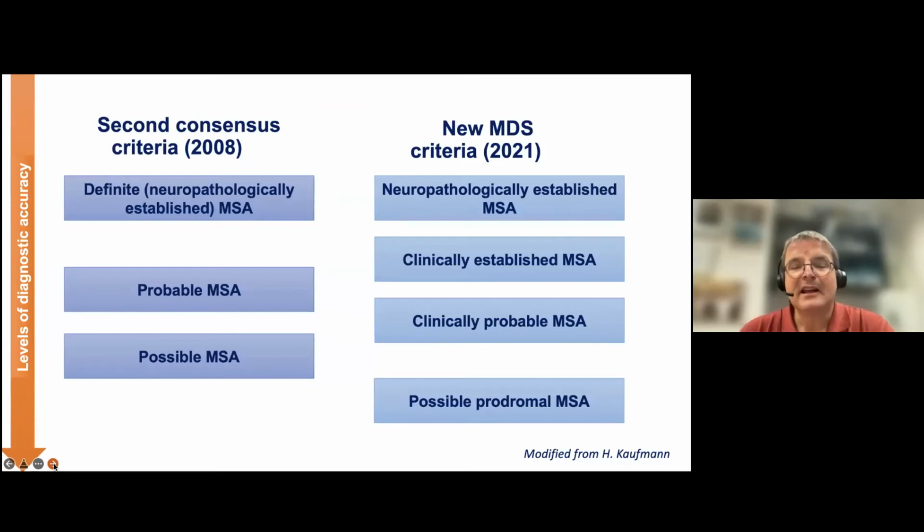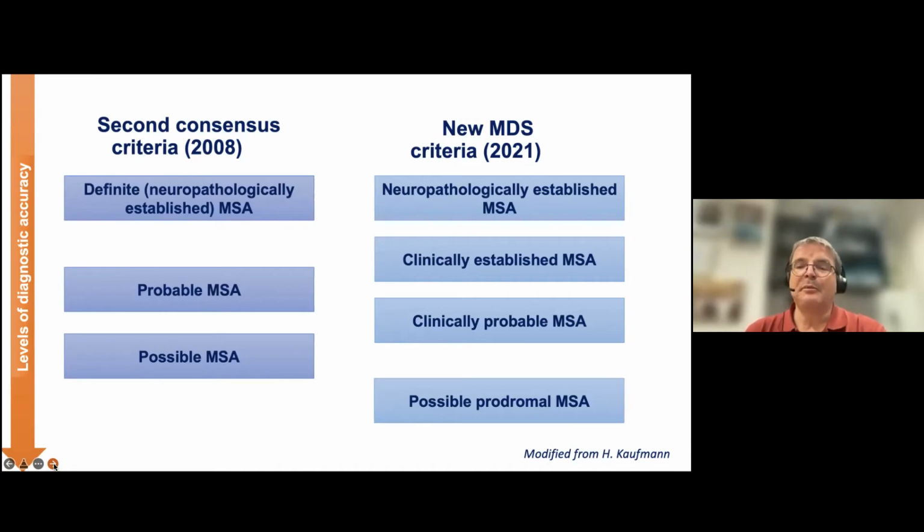Now, this is just a broad representation of the categories of the criteria that are currently used. The second consensus criteria define neuropathologically established MSA, definite MSA, and clinically probable as well as clinically possible MSA. The new criteria are pretty much the same, but in addition, they add a category of possible prodromal MSA to catch patients early on in the disease. These are research criteria, and I'm going to present them to you.